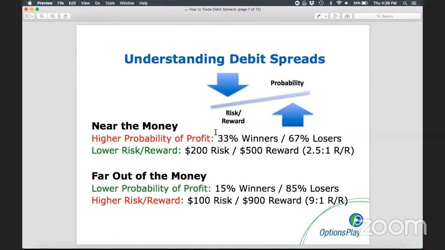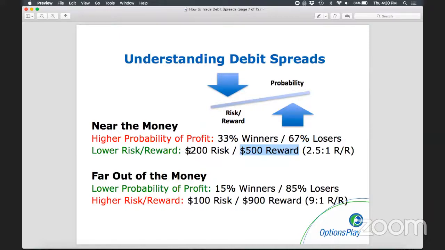So when you're trading a near the money debit spread, that typically looks like about a third of your trades being winners, and about 2/3 of your trades being losers. However, what that gives you is a risk reward of, let's say, risking $200 to try to make $500. So a lot of people will look at these numbers and say, why do I want to trade something that has more losers than winners? And the answer is because you get paid more on the times when you're right than what you're actually risking.